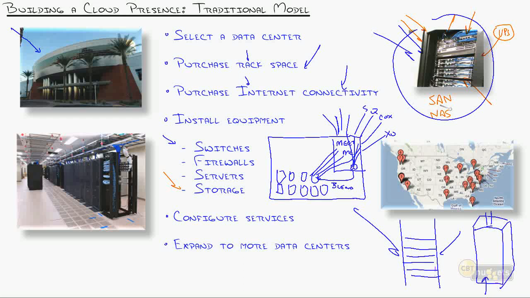SAN is a storage area network, really fast, pricey storage. NAS is network attached storage. It's, I'll say, cheap storage, a lot of it, but usually not as redundant or as fast and performance-wise as a SAN would be. So again, we're building our own world here.